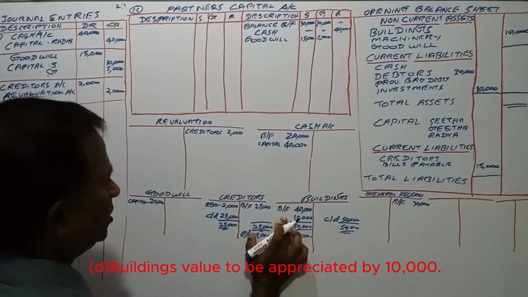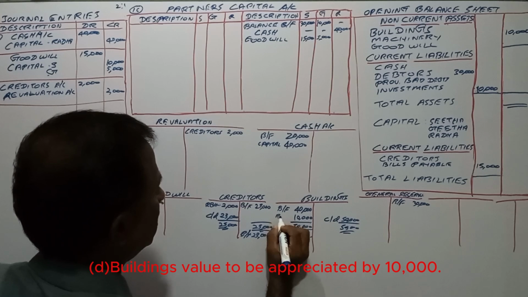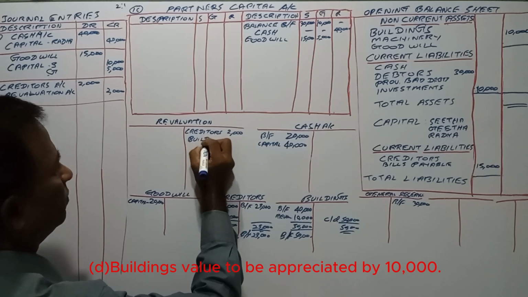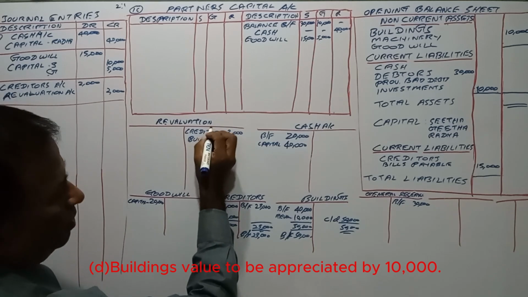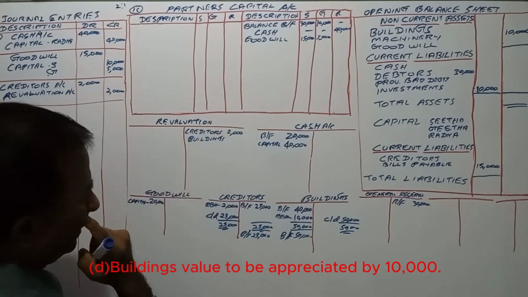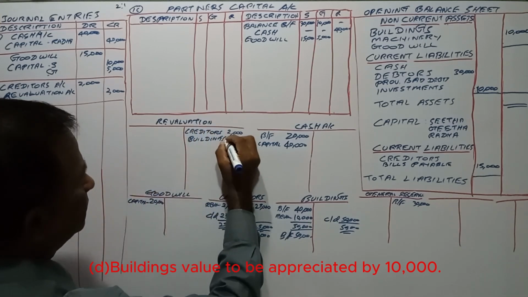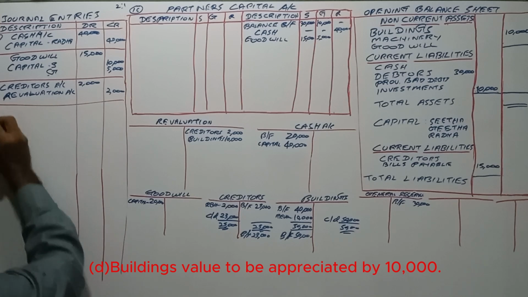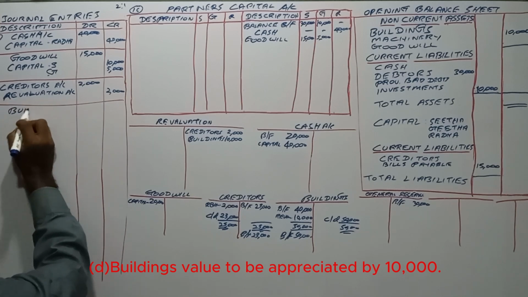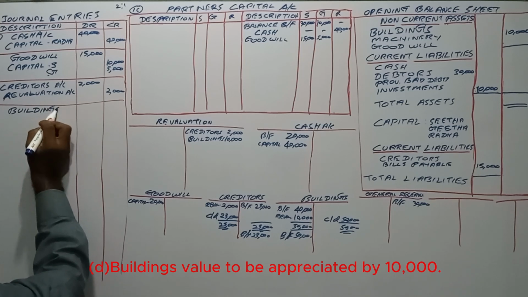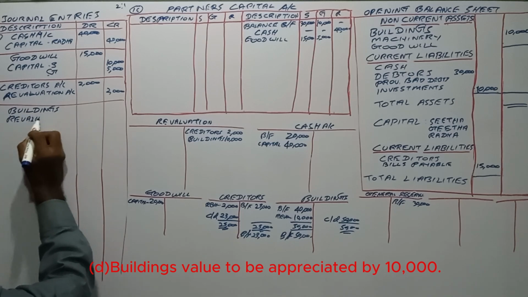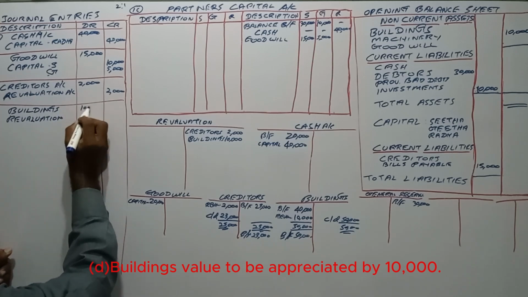Then the buildings account should be debited and revaluation is credited. So what is the double entry? Buildings account debit, revaluation account credit. How much? By 10,000.